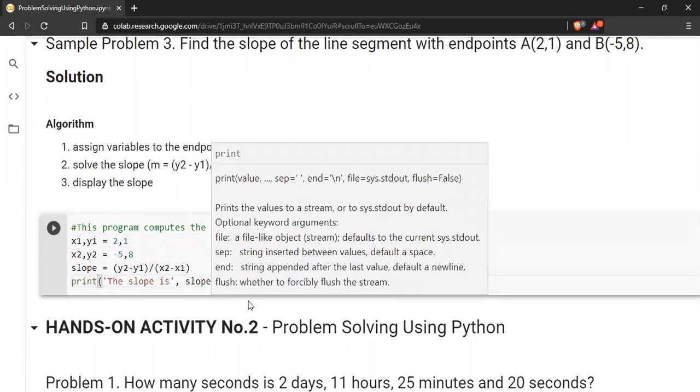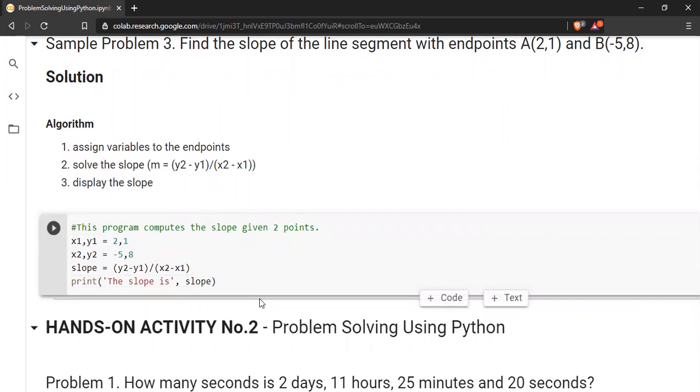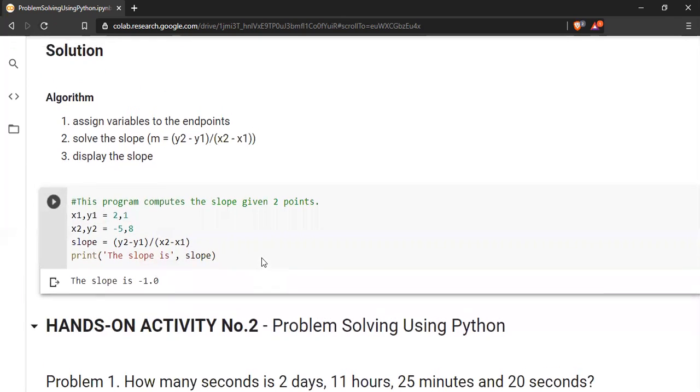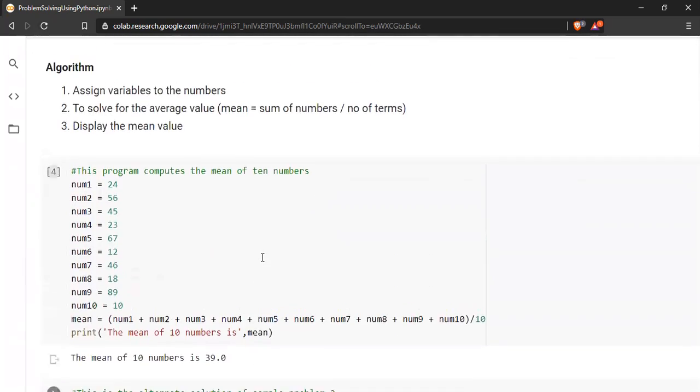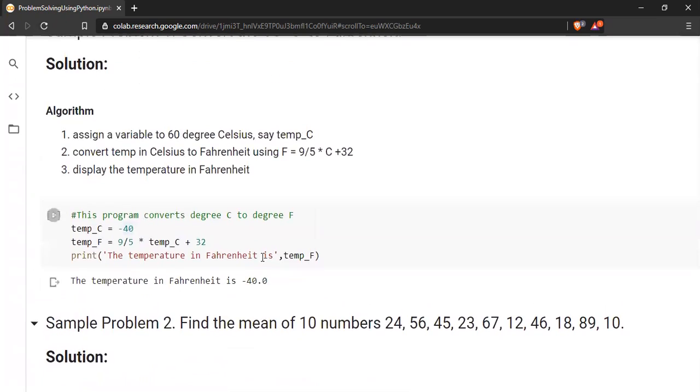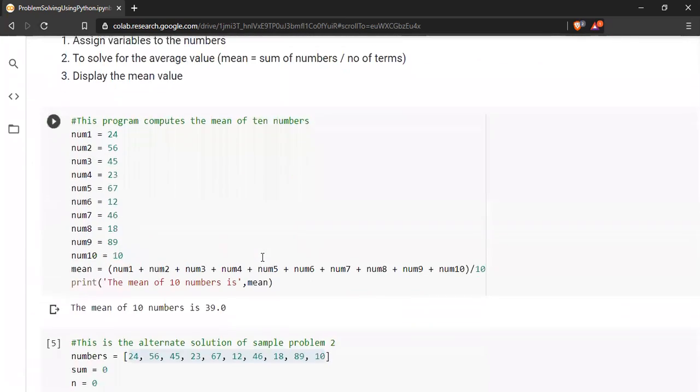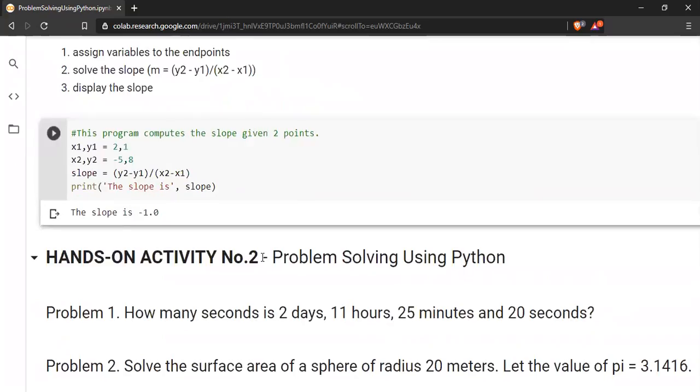So that's how easy solving problems using programming is. It is easier than calculating by hand. Now let's run the code and see what the slope is. In this problem, the slope is equal to -1. I hope you enjoyed watching my presentation using Google Colab. I suggest you use Google Colab to create your own code.